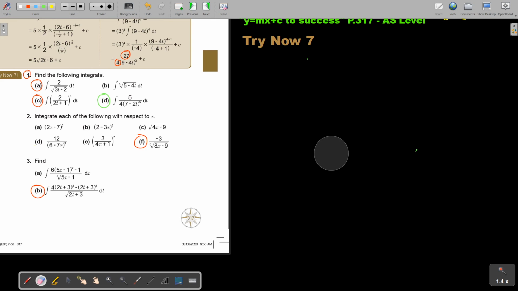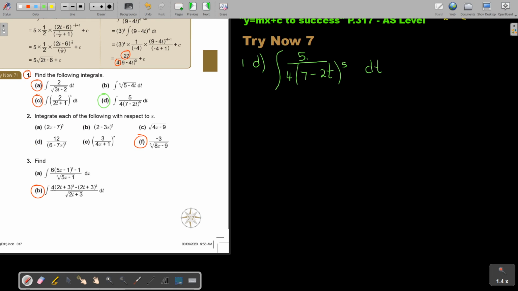Okay, I'm quickly going to do it as a final. 1D, let's do it in green. I'm integrating still to t. It's good that you always think it's not always x. There's a nice, I like this one. There's a nice constant there, do you see? t to the power of 5, and I'm integrating to dt.